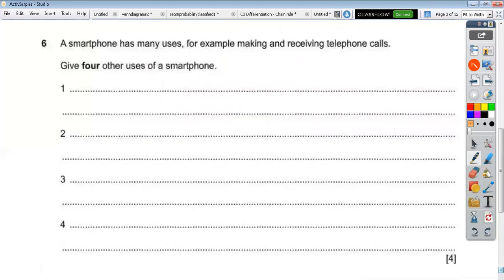I think I was on number 6. A smartphone has many uses, for example, making and receiving calls. Name other 4 uses. So what are the other 4 uses of smartphones, besides receiving and making phone calls? Can someone give me all the other 4 uses of smartphones? Kieran, can you give me the uses that you know of a smartphone?